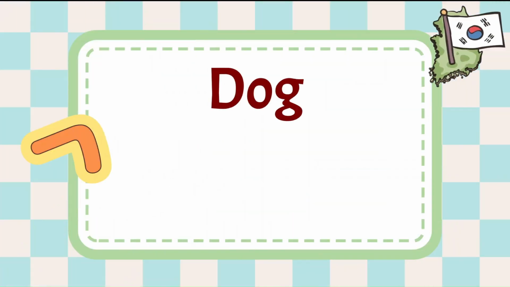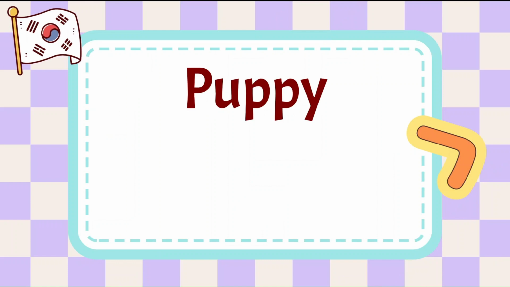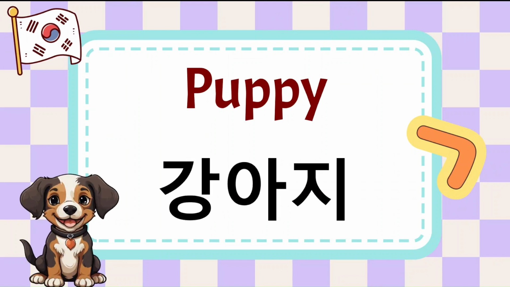Now let's see how to say dog in Korean. And this one is very easy, being just a one-syllable word. 개, 개. Puppy in Korean it is 강아지, 강아지.